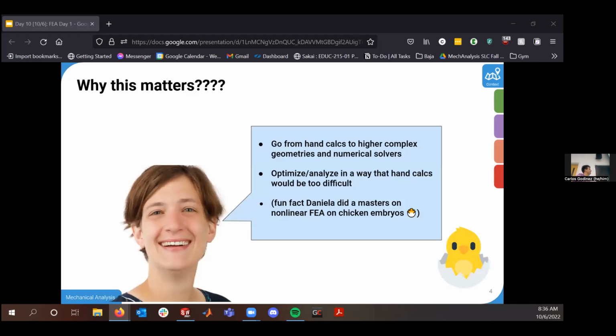As always, we're going to grab Daniela's "so why does this matter?" FEA allows you to go from hand calcs to much more complex geometries. Numerical methods don't solve all your problems, but it again is a tool. It's not a magic thing that instantly gives you the right answer. It allows you to optimize and analyze systems that are not possible to do with hand calcs. We just don't have the analytical tools to do that. Also, fun fact, Daniela did a master's on nonlinear FEA on chicken embryos, which is really sick. I don't know that much about it, but you should go talk to her about it. She mentioned that, and I thought that was really cool.